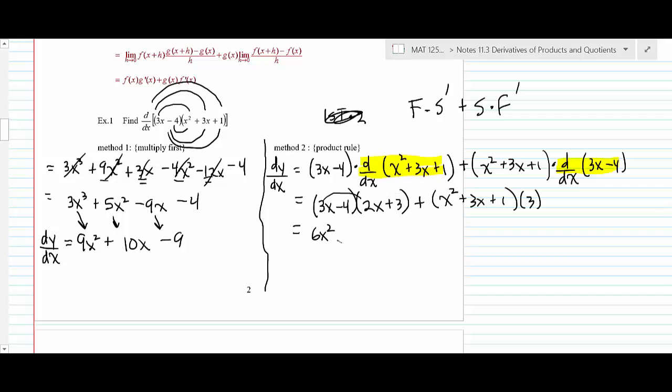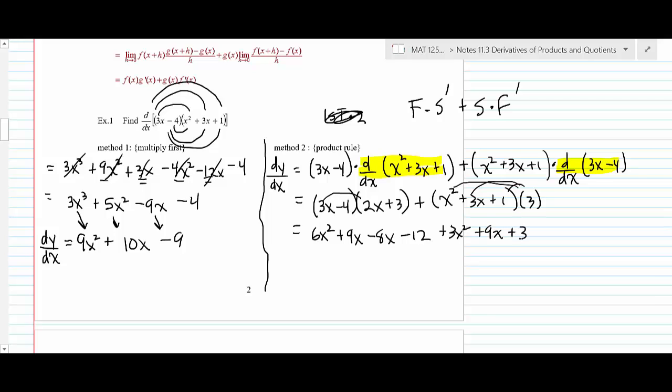3x times 3 is plus 9x. Inside term, negative 4 times 2 is negative 8x. And then last term, negative 4 times 3 is minus 12. So that's FOIL. Now distribute the 3, so you're going to have 3x squared plus 9x, and then plus 3 like that.